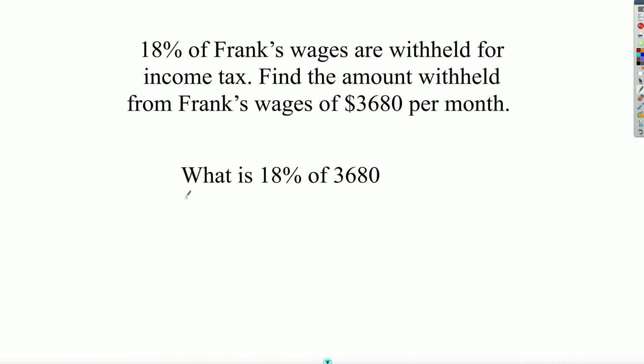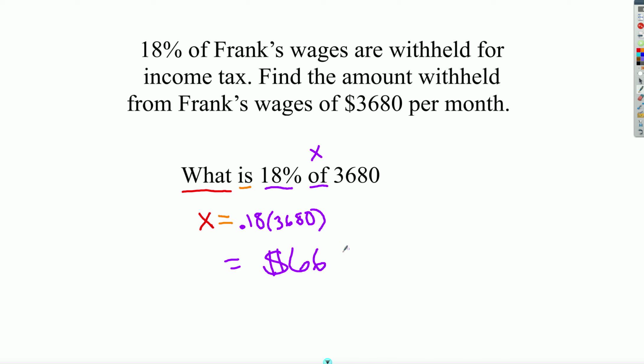So what is 18% of 3,680? Here's where I'm going to use my equation. So what is 18%? And I need to make that a decimal, so 0.18. Of means multiplication. So I'm going to multiply that by 3,680. So I'm going to take 0.18 times 3,680, and I get 662.4. And that makes sense. $662.40. Unfortunately, that sounds about right.